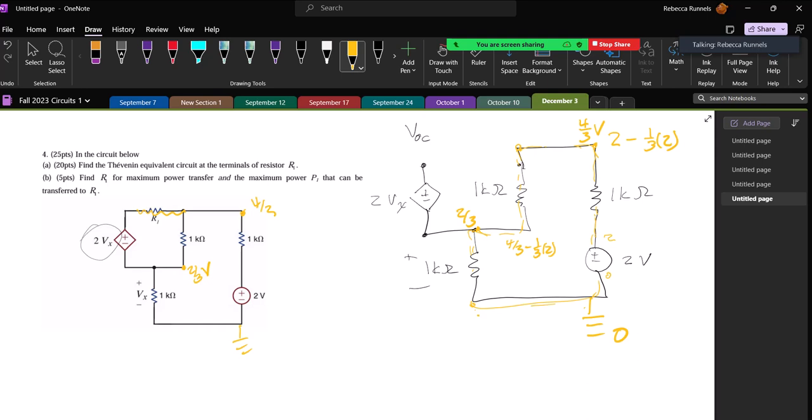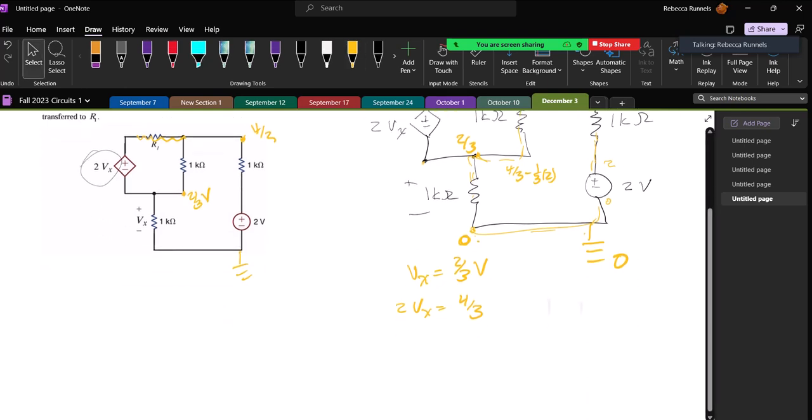That tells me, since this was ground, that Vx is 2/3 volt. Because this is 0, this is 2/3. 2/3 is 2/3 more than 0, so Vx is 2/3. That means that 2Vx is 4/3, and that the voltage right here has to be 4/3 more than it is on this side. On this side is 2/3, so on this top side it has to be 4/3 more than that, or it has to be 6/3 or 2.